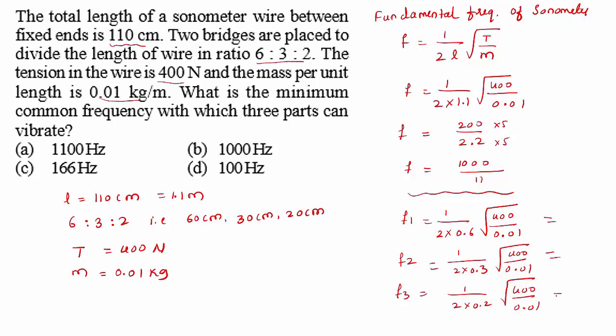Calculate all these values. So we will get, first one is 1000 divided by 6. Second one we got 1000 divided by 3. And the third one we got 1000 divided by 2 hertz. Now, what is the common frequency here? The common number is 1000. So the common frequency is 1000 hertz. 1000 hertz means option B is right.